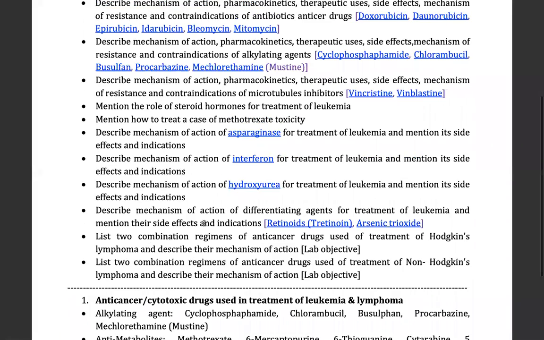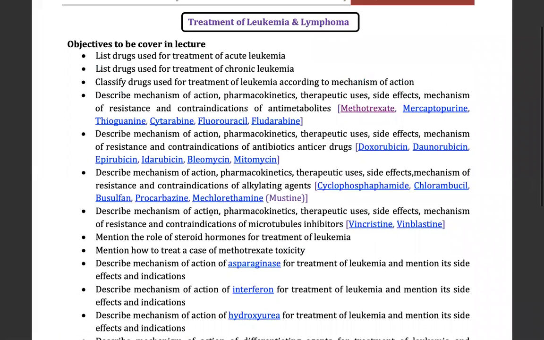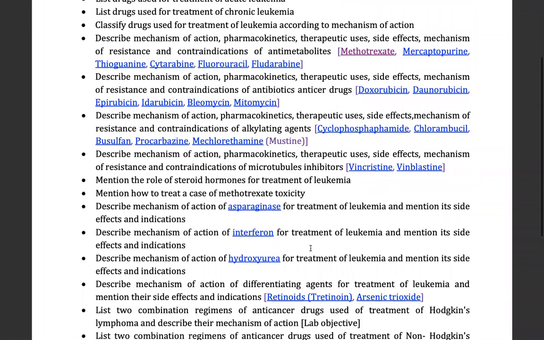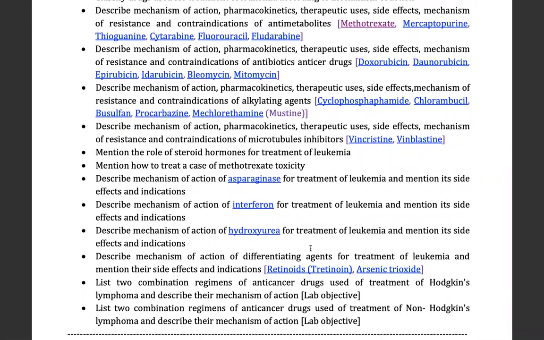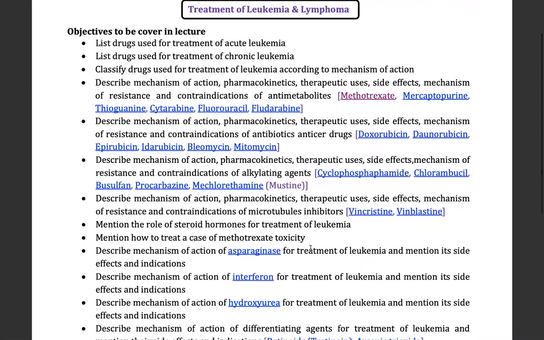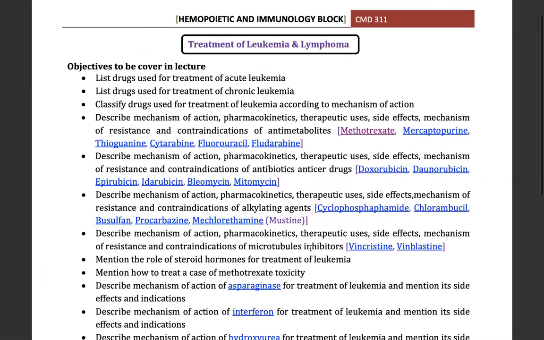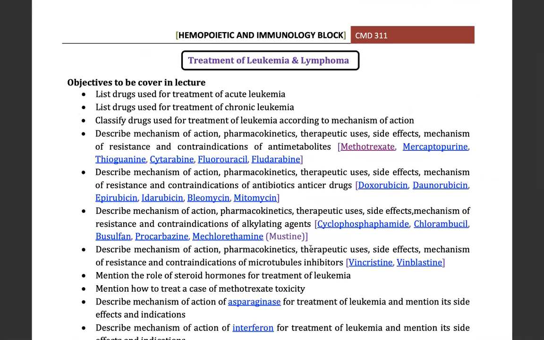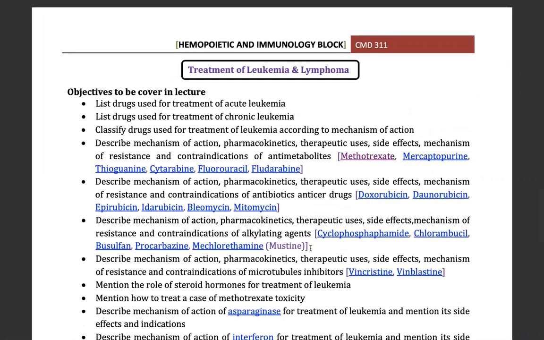Now see, there are many here. If you see in the objective, how many drugs are there? 1, 2, 3, up to 24. 24 drugs are listed in the objective, 24 drugs for treatment of leukemia and lymphoma. Now for 24 drugs in a 50 minute lecture, obviously it is not possible.